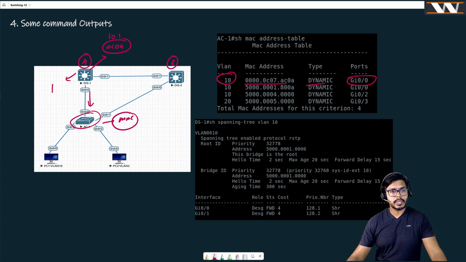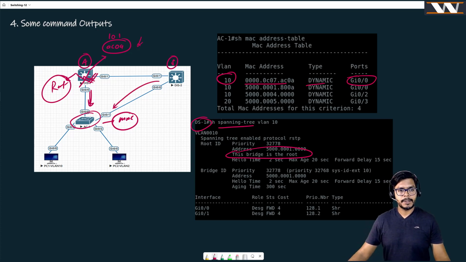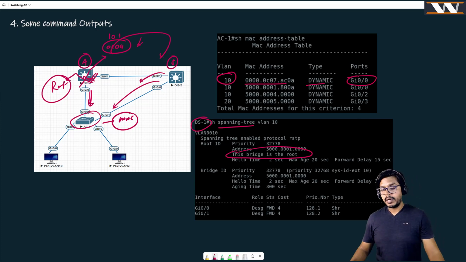And this is actually the root of spanning tree also. You can see this distribution switch 1. I am asking spanning tree VLAN 10, and it is saying this bridge is the root. That is why I'm learning from here, right? If this is down, then definitely I will be learning this MAC address from here, as simple as that. And when active becomes standby, it is going to send the gratuitous ARP. We understood it, right?